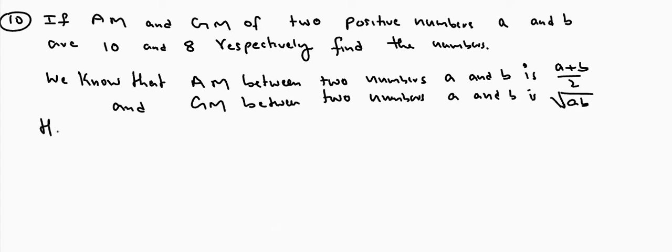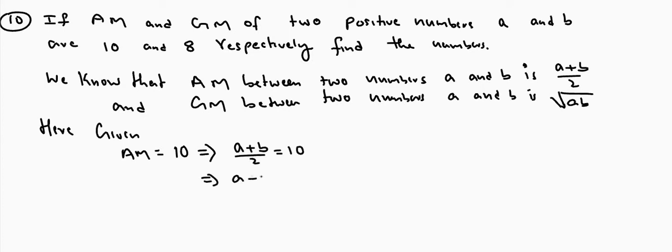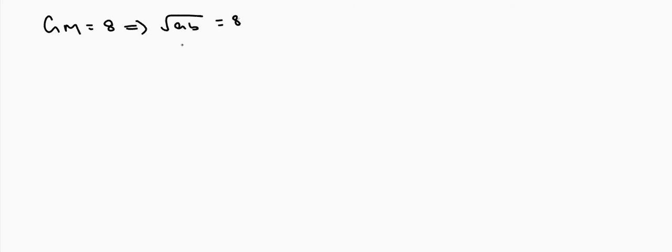Here, given arithmetic mean is equal to 10, that implies a plus b by 2 equals 10. That implies we get a plus b is equal to 20, equation number 1. And given that geometric mean is equal to 8, that implies GM between two numbers is root ab equals 8. That implies we get ab equals 64, equation number 2.